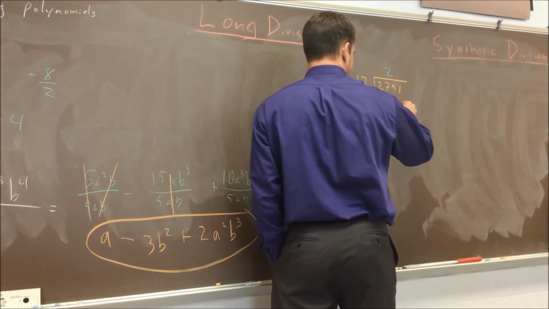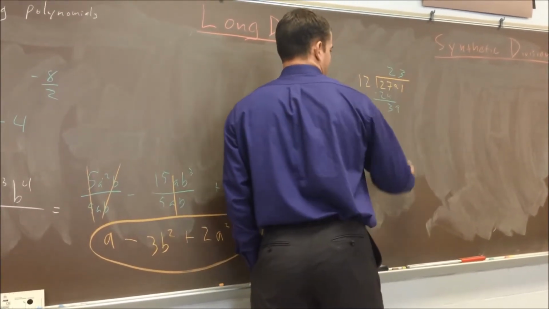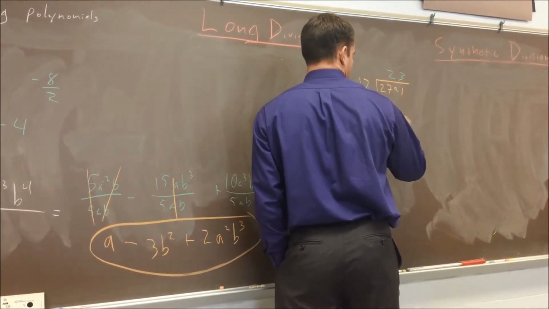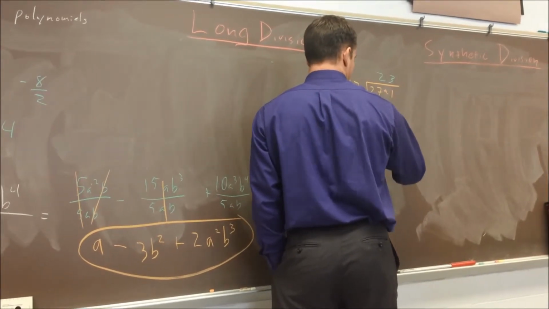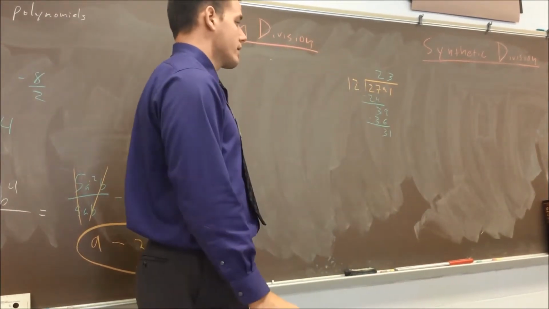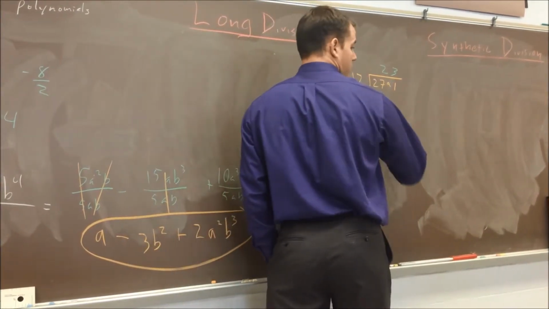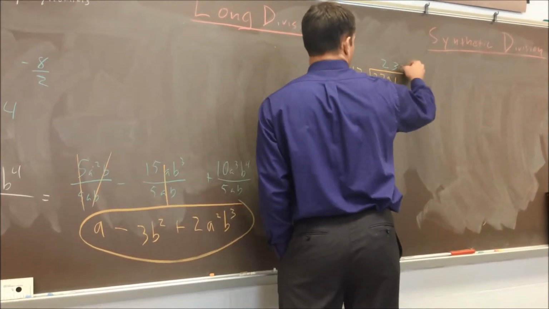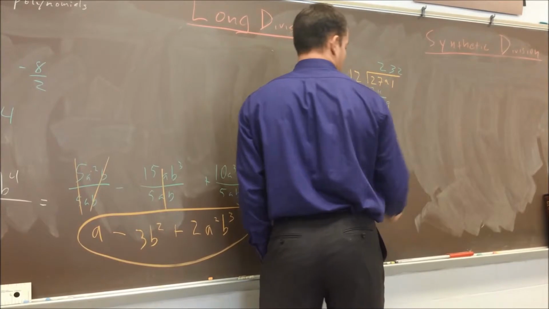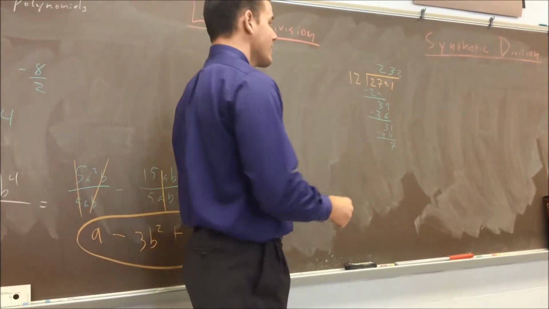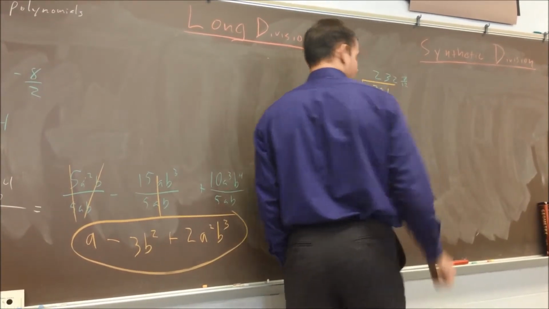Bring down the 9. 12 goes into 39 3 times. And that gives us 36, and then we subtract, right? And we get 3. Bring down the 1. Now what do we do? Same thing. How many times does 12 go into 31? Twice. 2 times 12 is 24. We're left with 7, correct? And it's not just 232, it's 232 and 7/12. Yes?